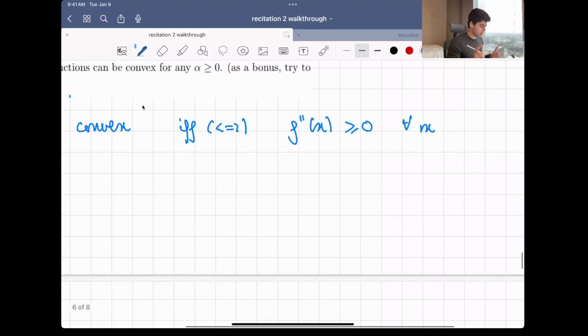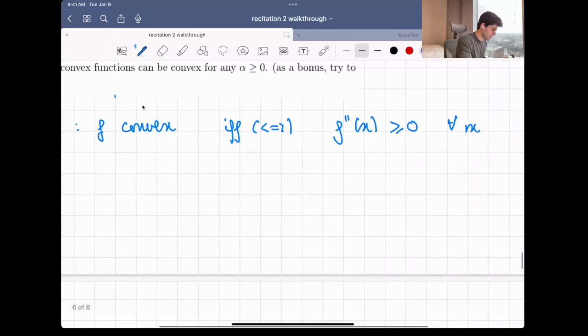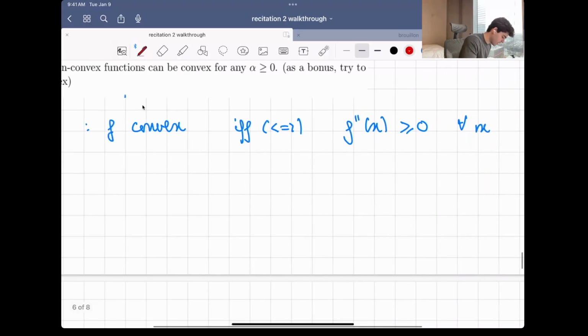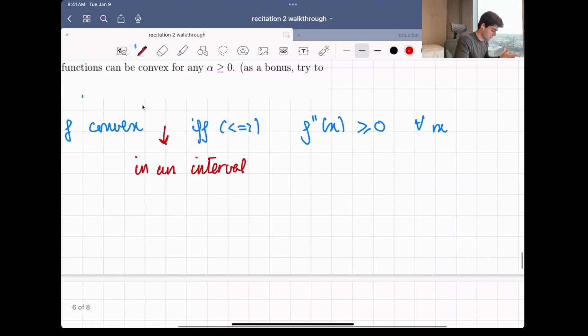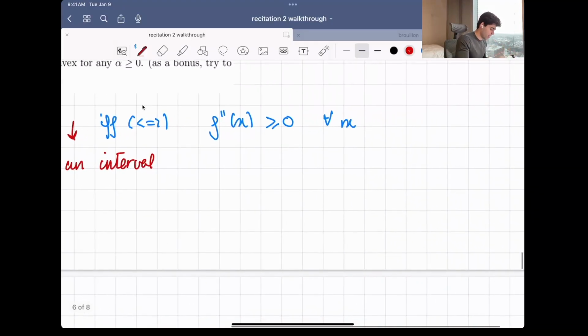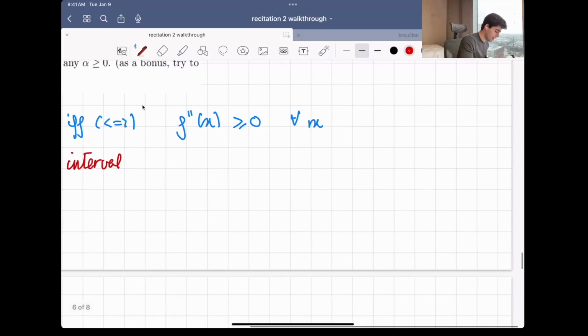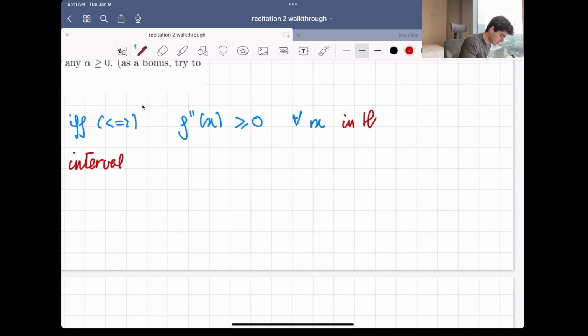Now there's a caveat here, which we have to say when f is convex. This definition works when we're talking about a specific interval. So f is convex in an interval if and only if f prime prime of x is bigger than or equal to 0 for all x in that interval.